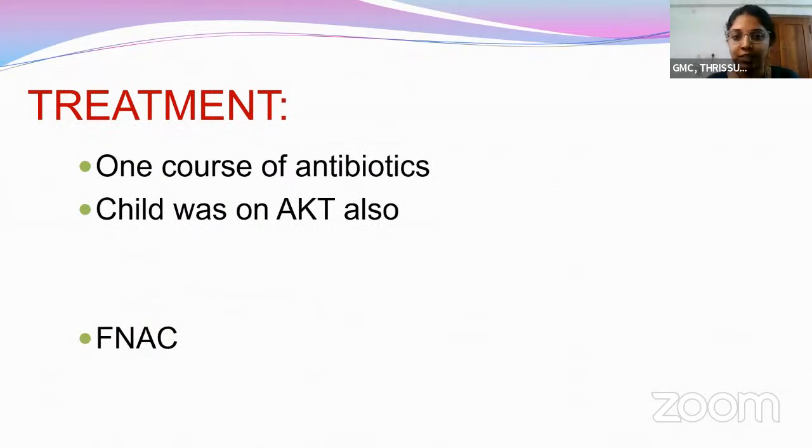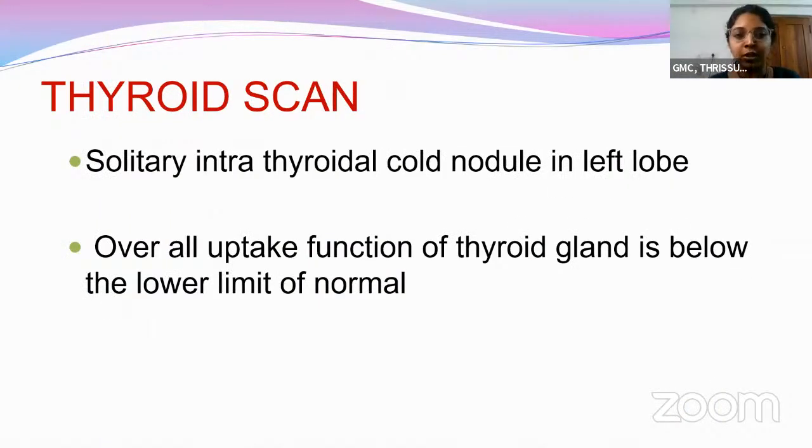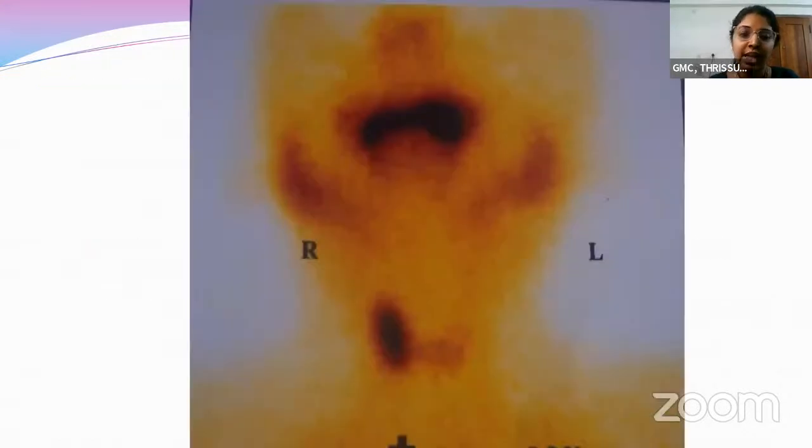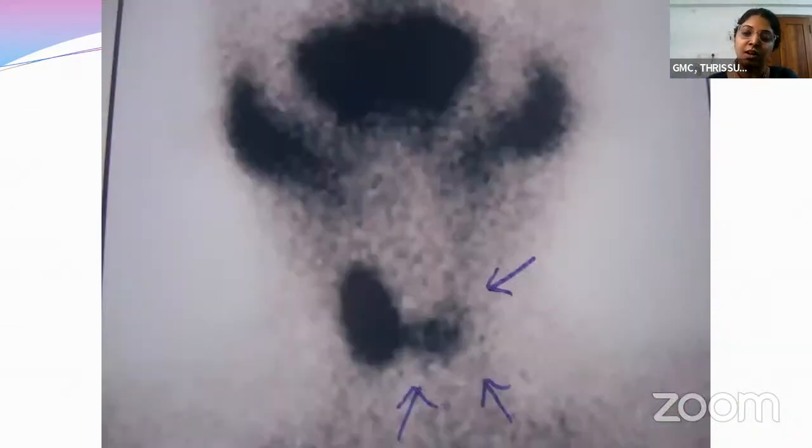As it was suspected to be lymph node swelling, we started one course of antibiotics, and the child was also started on ATT therapy. For further evaluation, a thyroid scan was done, and in the scan there was reduced uptake of the thyroid gland, more on the left side, suggestive of a cold nodule, and the report came as a cold nodule in the left lobe of thyroid. This was the image showing the cold nodule in the left lobe of thyroid.